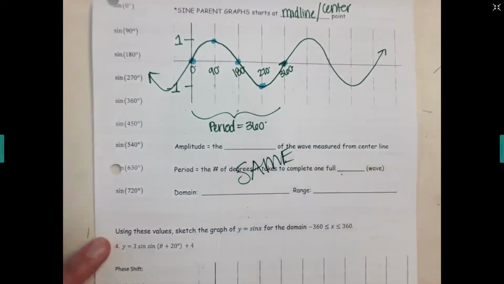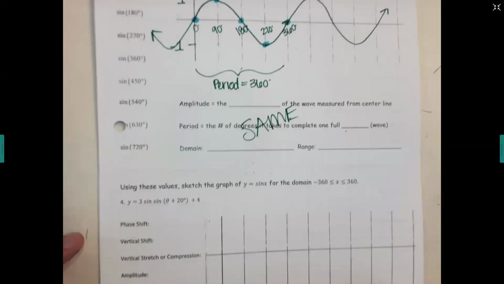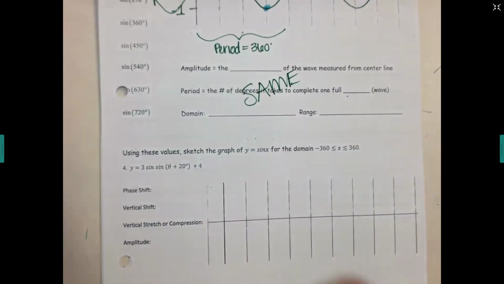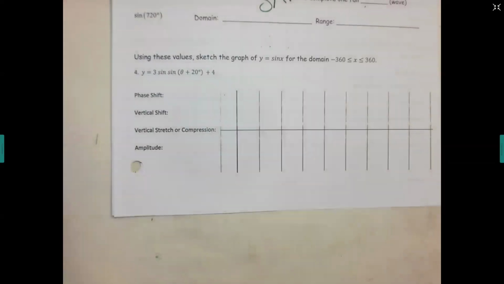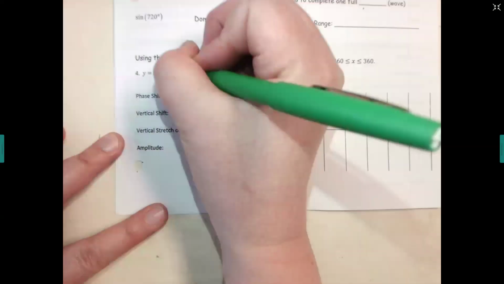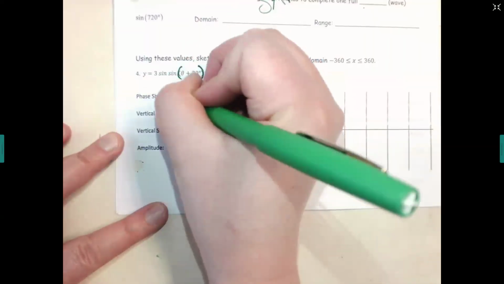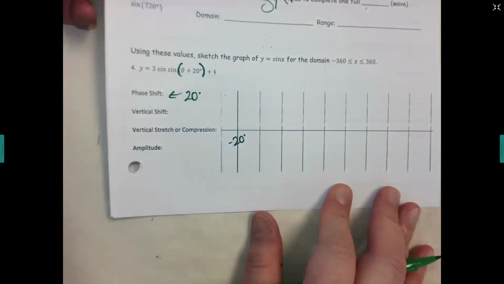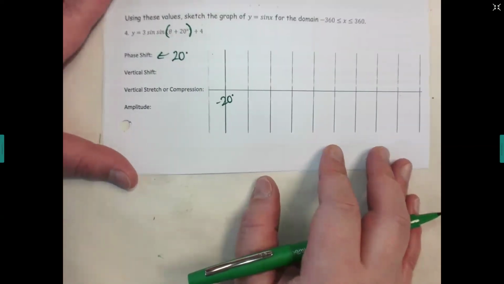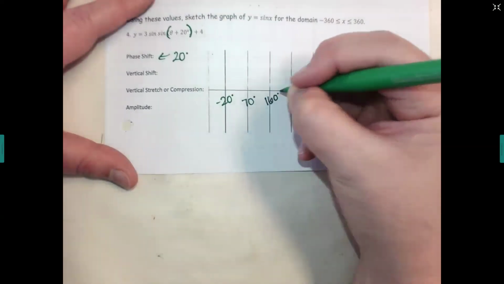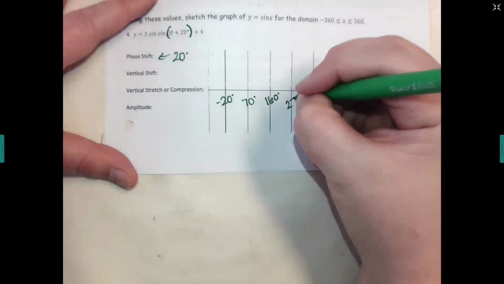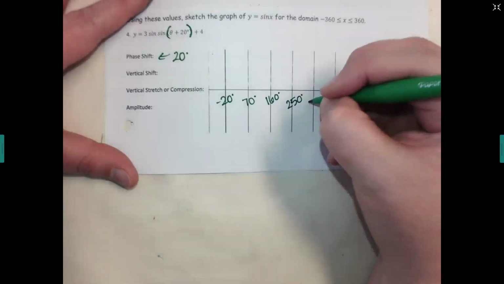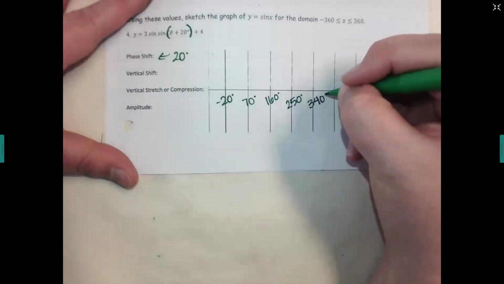So let's go down to the next example. Okay, take a look at number 4. Which way are we going to shift our graph? Forward or backwards 20 degrees? If it's a plus 20, remember that's the opposite one. You see how it's in parentheses? So rather than going forward, I'm going to go to the left, which means this is going to be -20 degrees. Add 90 to that. What's my next marker? 70. Add 90 to that. 160. Add 90 to that. 250. And then last one would be 340.